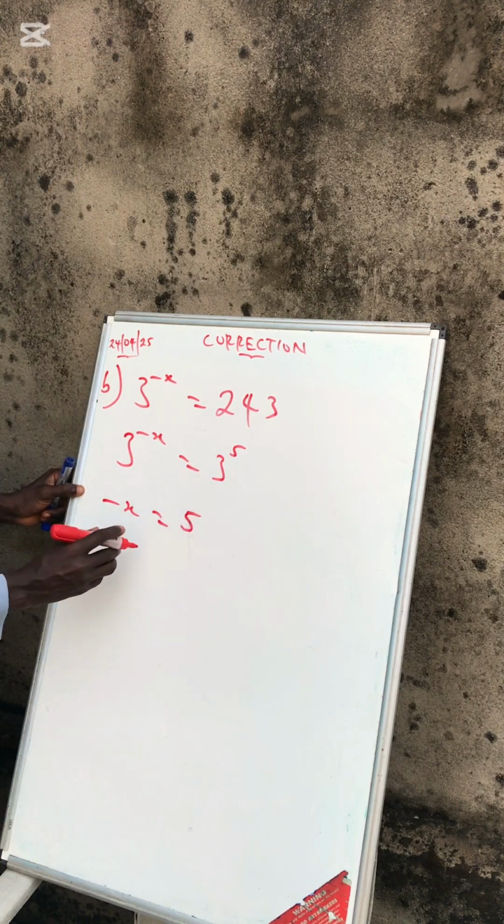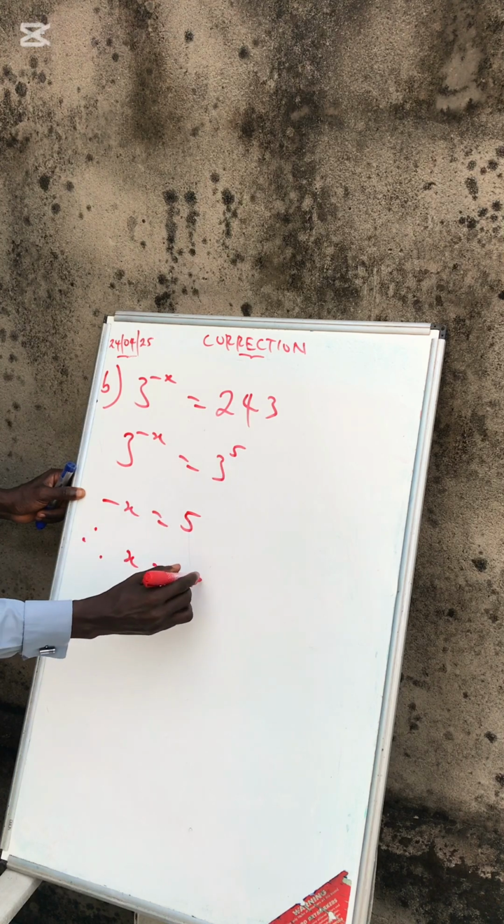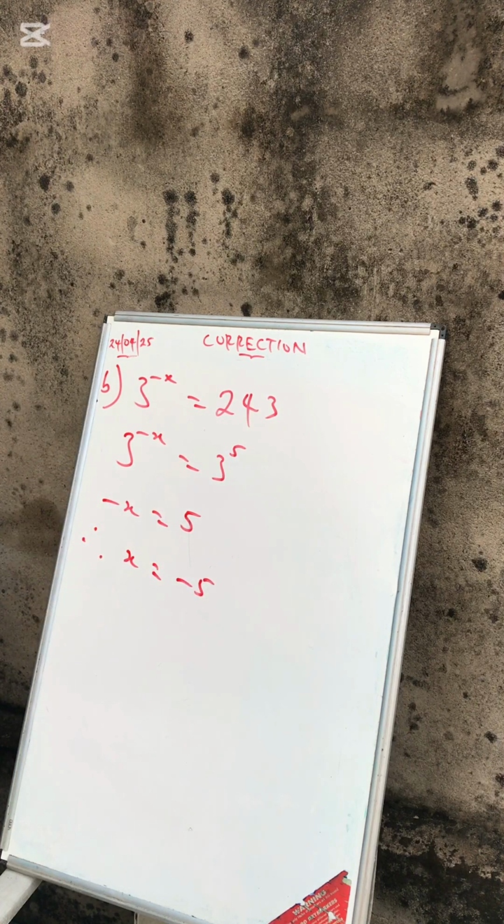Beautiful, equals 5. And what do we do to get x? Multiply through by minus 1. Minus 1 times minus x, that's x. Minus 1 times 5, minus 5. Is that 5 or minus 5? Minus 5. Good. Right.